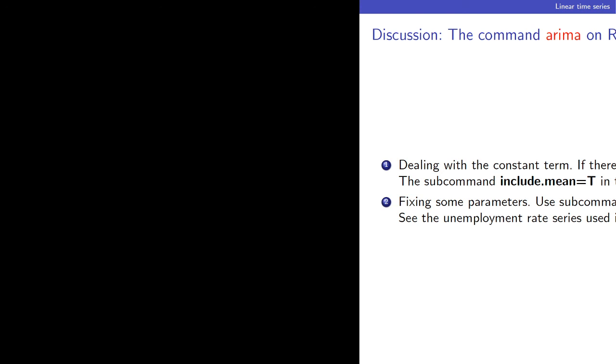So regarding the ARMA command in T, in order to deal with the constant term, if there's any difference, we will use no constant. But we have to consider this subcommand. You might go help parenthesis ARMA and check this. In order to fix these parameters, you will have to use subcommand fix, and it's very interesting that you check how exactly that is done, because it's also pretty easy to mess up, really.